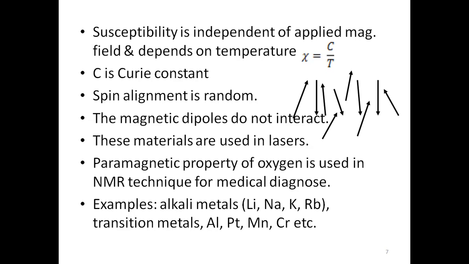So for examples, you can see alkali metals. In the case of diamagnetic metals, there are alkaline earth metals. Here you'll find that alkali metals, and also aluminum, platinum, manganese, etc. are examples of paramagnetic material. Now, this is an important property. When we compare dia and para, you'll find that there are two important differences.